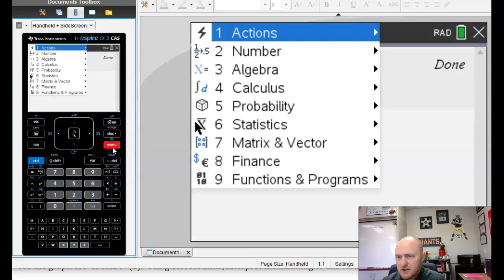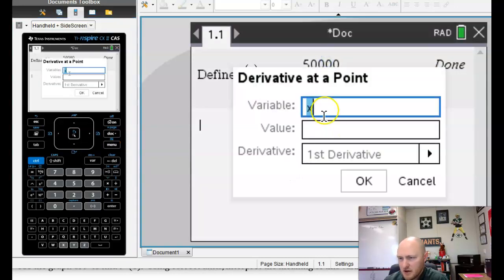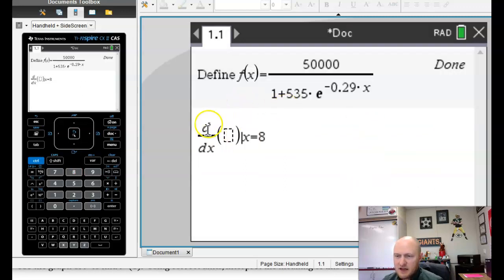So I'm going to go ahead and go into Menu, Calculus, Derivative at a point. Okay, variable here, if I had a different variable, if I called it t, I would use t, but my value is 8, and I want the first derivative. So I hit OK, and then the calculator just inputs this structure for us. So now it's saying the derivative of what with respect to x? Well, I need f of x.